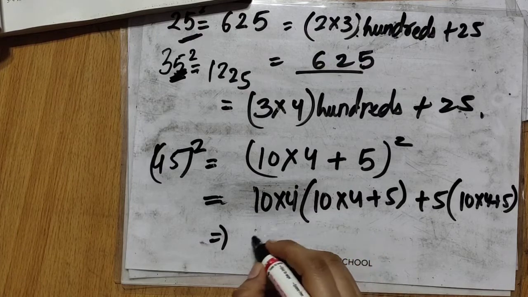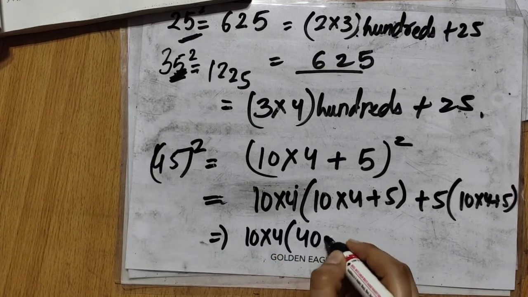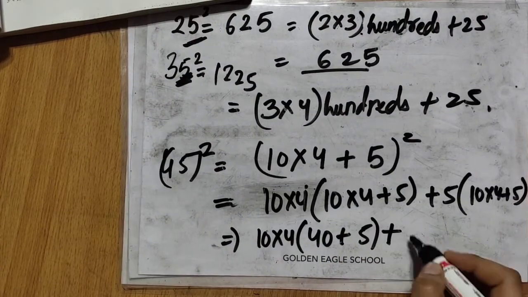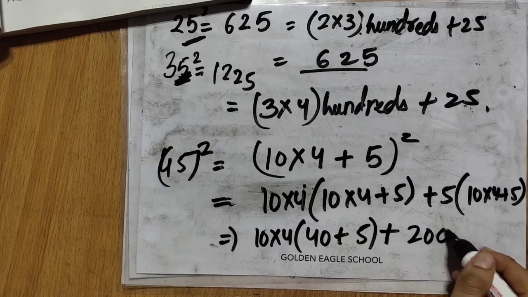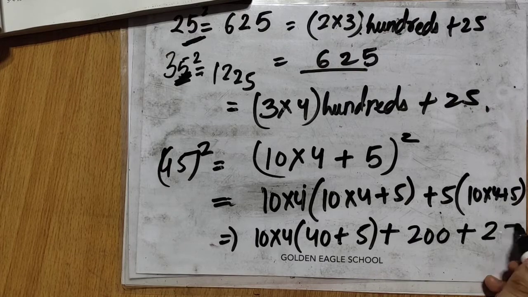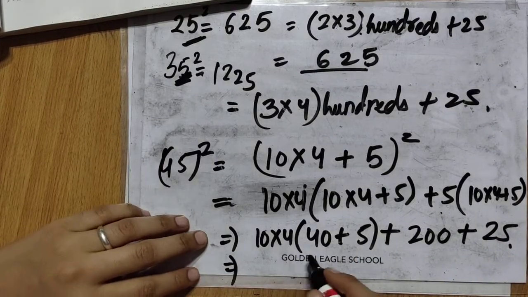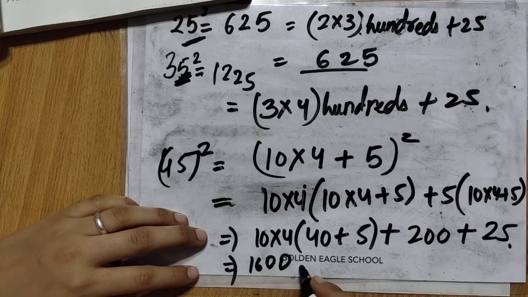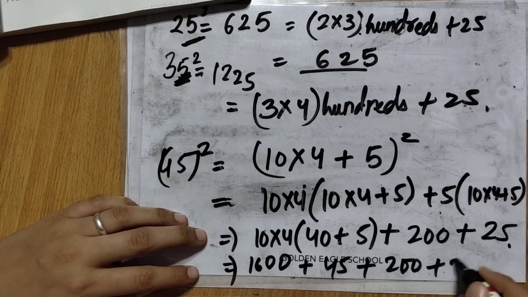So we can write 10 into 4, that is 40, plus 5, plus 4 fives are 20, 200, plus 25. So this will be 4 fours are 16, 1600, plus 200, plus 25.